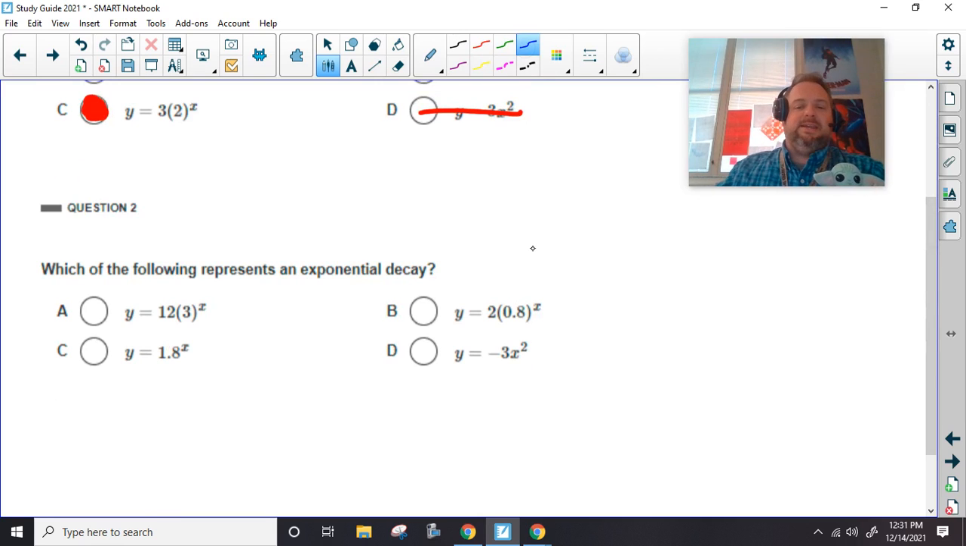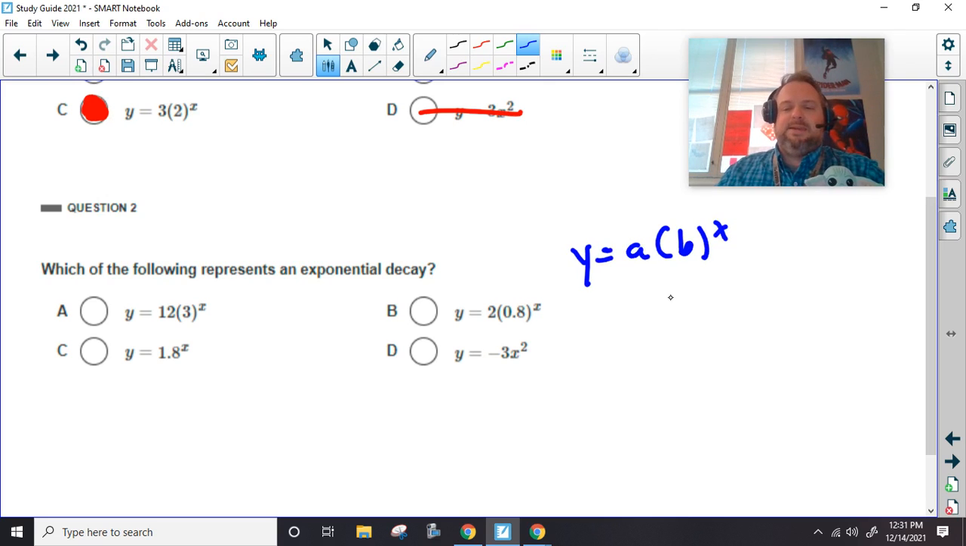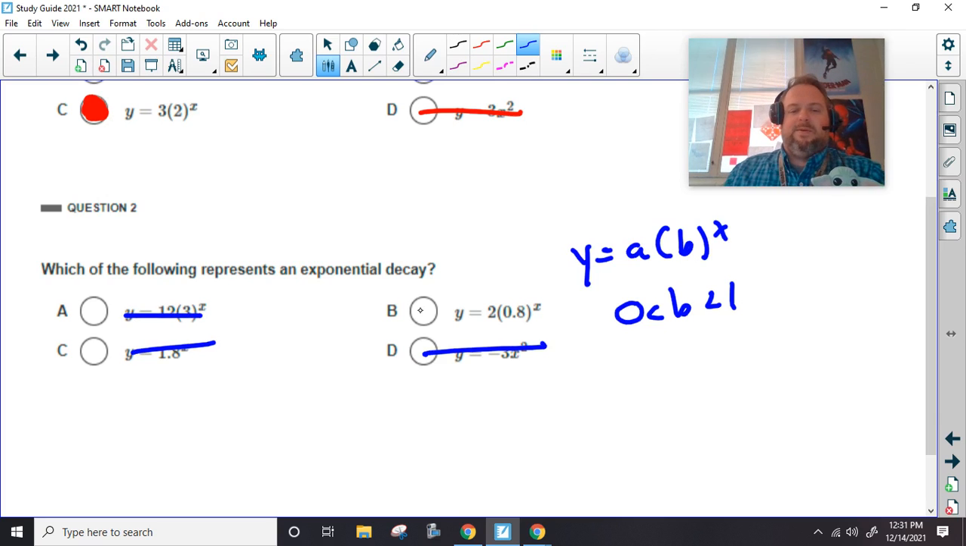exponential decay. So, in an exponential function, it looks something like this, and decay means when b is between 0 and 1. Well, not that one, not that one, not that one.